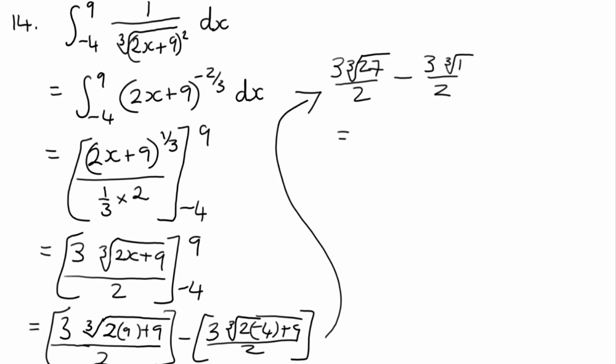Cube root of 27 is 3. So 3 times 3 is 9, so 9 over 2. Cube root of 1 is 1, so that'll just be take away 3 over 2. So 6 over 2, so our final answer is 3.